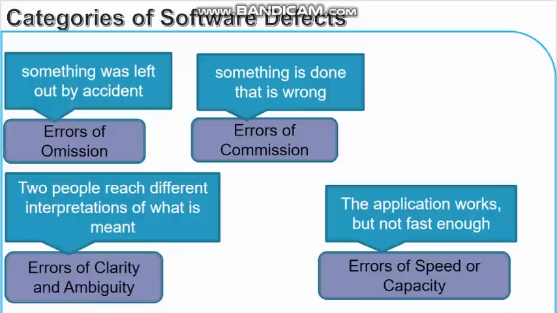Next is two people reach different interpretations of what is meant. It's called error of clarity and ambiguity. Next is the application works but not fast enough. It's called error of speed or capacity.